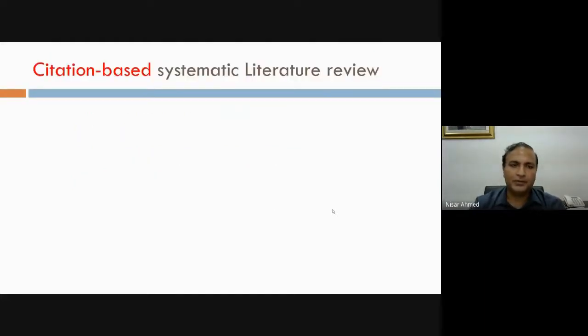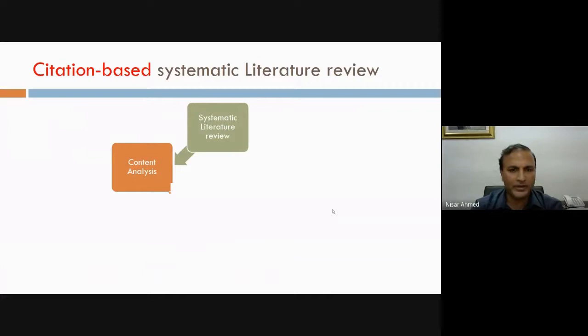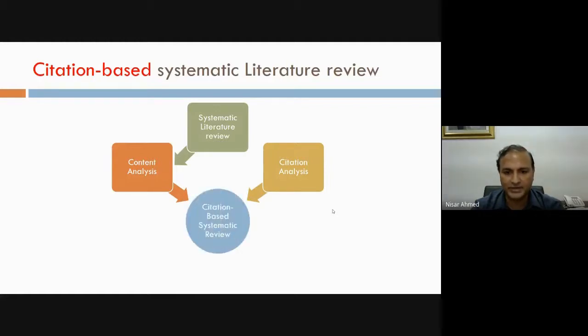And now, the thing which I'm going to present is the citation-based systematic literature review. And let me explain what we mean by citation-based systematic literature review. We know that when we are doing a systematic literature review, we usually use content analysis. So we systematically select articles, and then we create a content analysis which explains various things. But if you combine citation analysis with the content analysis, then we call it a citation-based systematic literature review. And what is the advantage of doing citation-based systematic literature review? Let me give you an example.